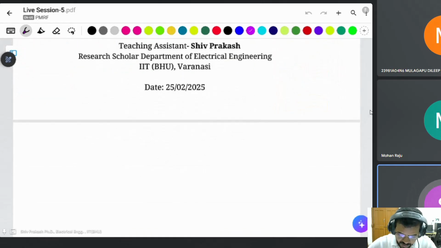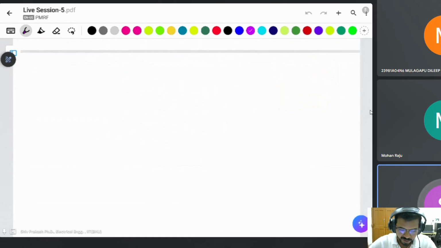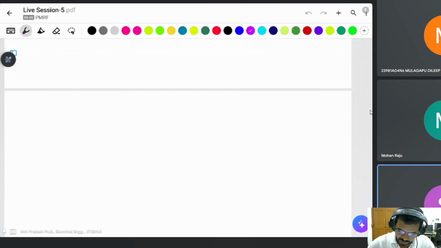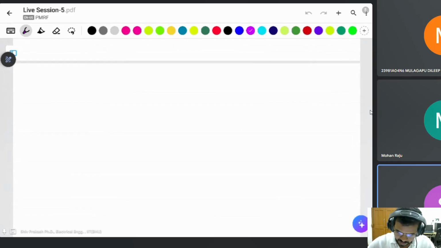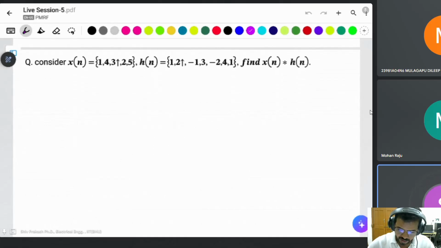There is some question related to the finite duration convolution. After that, I will start the inverse Laplace transform. Where is this? There's some question. Yeah, this one.